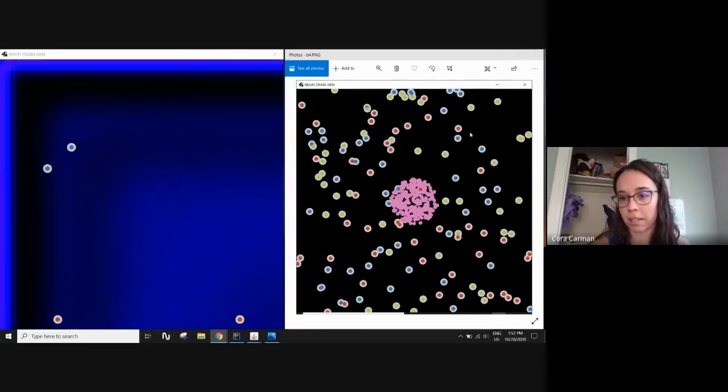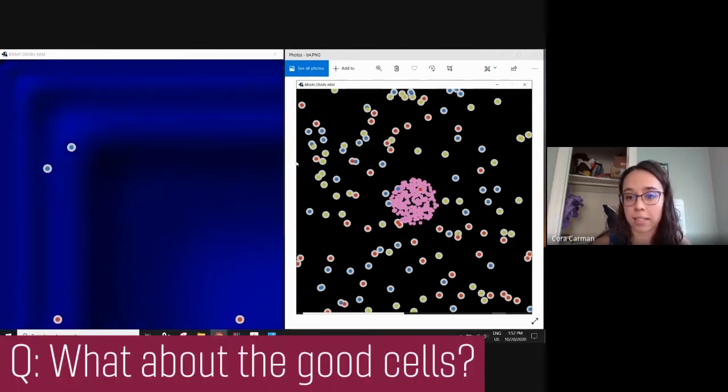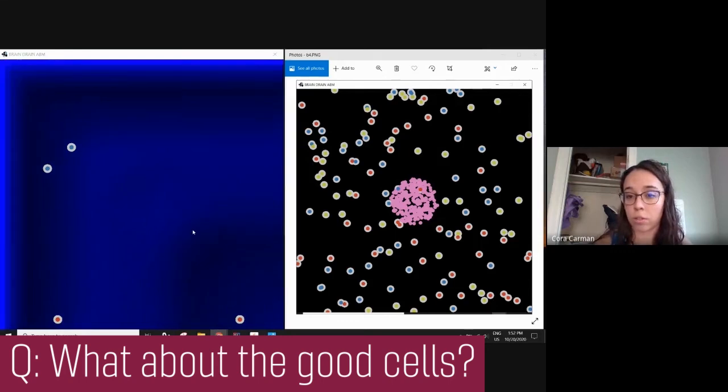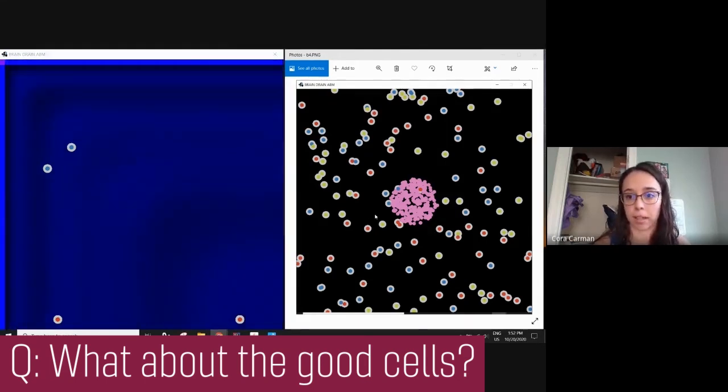Dominic just asked a great question where he said, what about the good cells? And that's exactly what we're talking about right now. Sav is sharing that those little dots in there that are blue and white are supposed to be healthy cells. So you can see that even after all of these therapies, we kill a lot of good, normal cells that we shouldn't be killing.